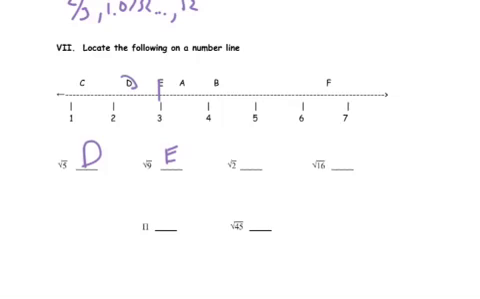The square root of 2 is about 1.4, so the closest letter there would be C. The square root of 16 is 4, which the closest one there would be B. Pi is 3.14, so that would be about A. And finally, the square root of 45 is 6.7, 6.8, and you can see that's way out there. That is F.